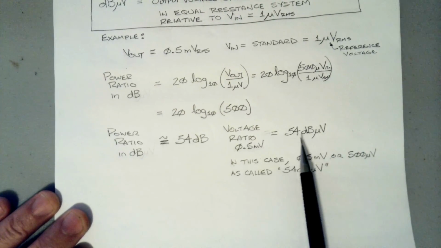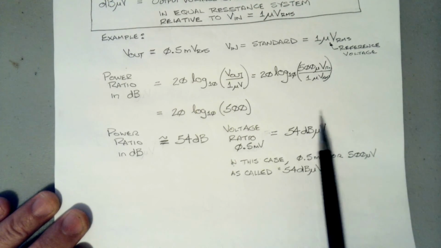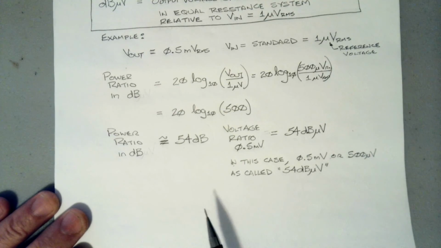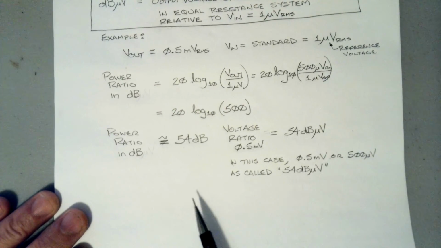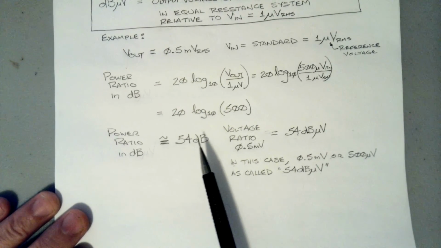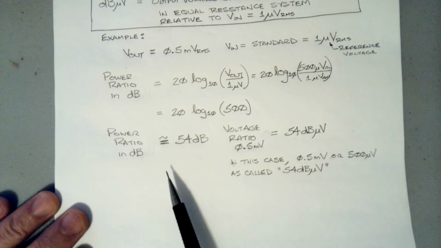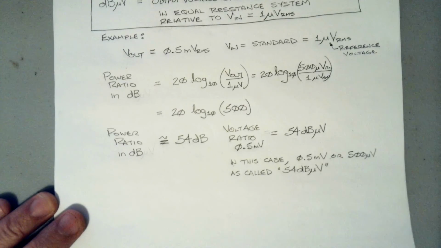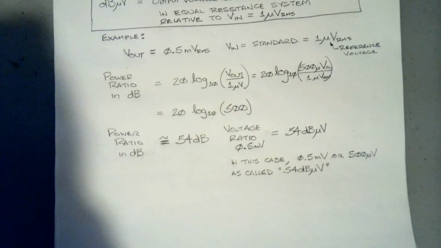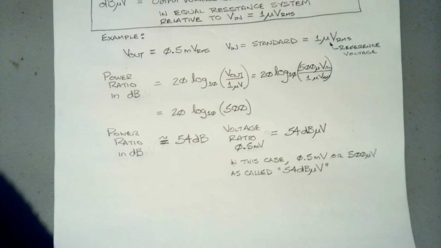All right, that's a voltage. Even though it's expressed in dB, it's using dB to express a voltage that's related to a given power gain and related to 1 microvolt. I hope that helps. Okay, and that's it for that discussion on dB.